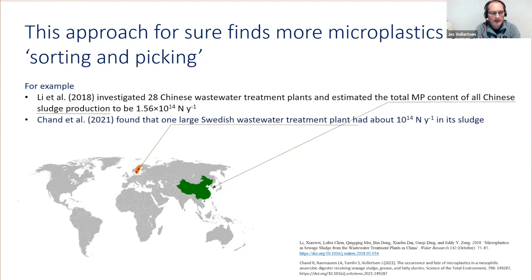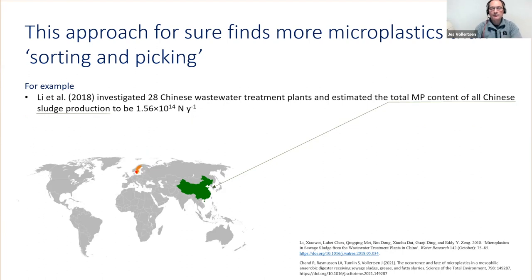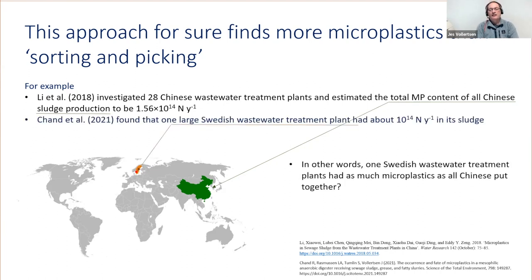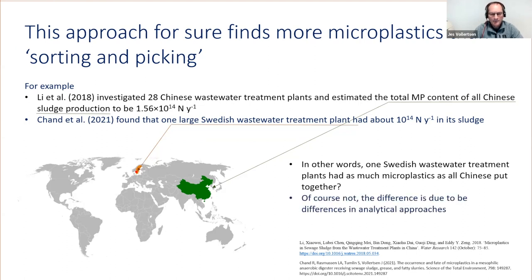And in my lab, we analyzed a wastewater treatment plant in Sweden, the second largest in Sweden, and we found that they release approximately the same number of microplastics as all of China does. Does this then mean that one Swedish wastewater treatment plant has as much plastics as all Chinese put together? No, of course not. It just simply means that different methods have been used.